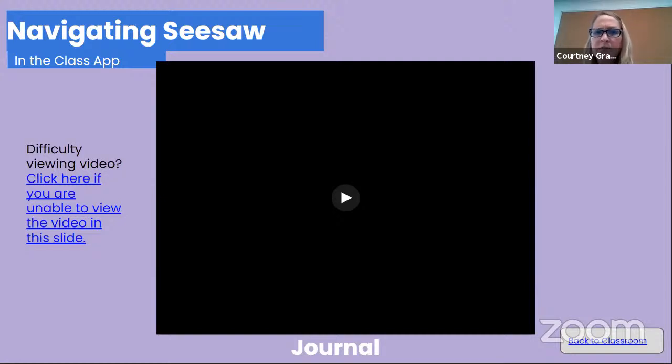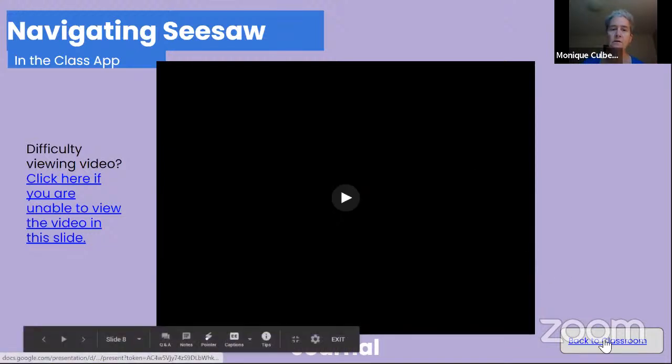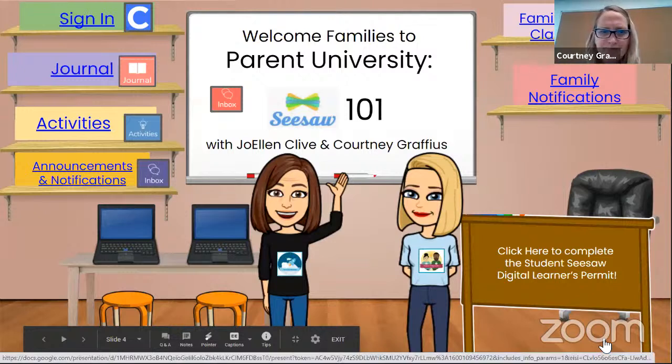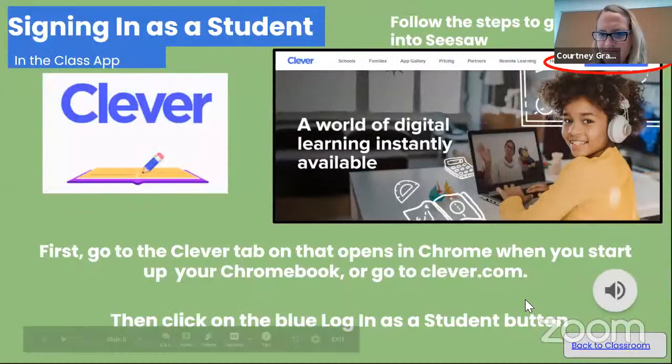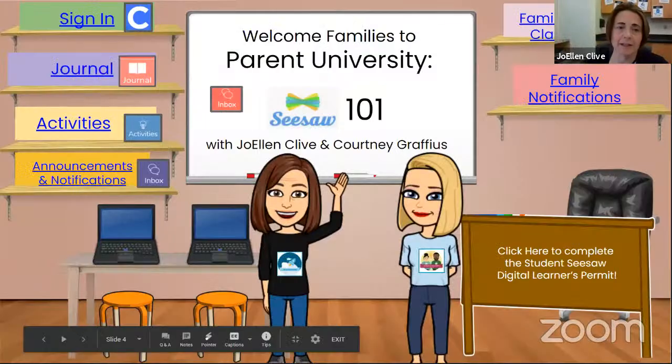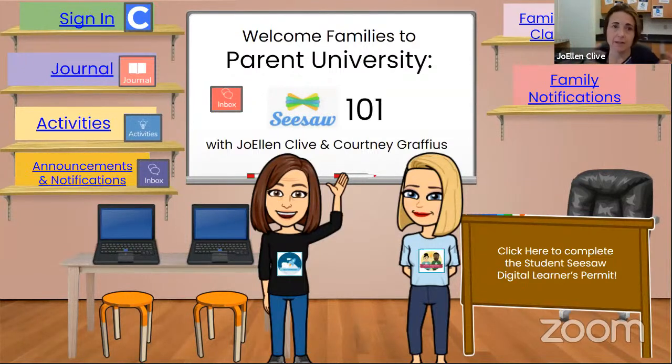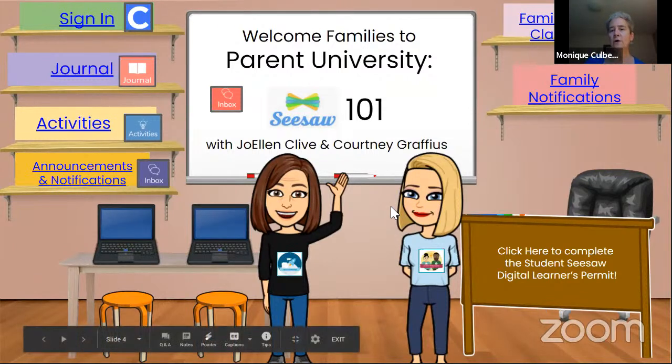Courtney, could you go back to the classroom scene and point out where that class app is? Sure. The students are going to access the class app by clicking the Clever tab in their Chrome account once they're in. They'll click the Seesaw icon from there, and it will launch them into the class app.